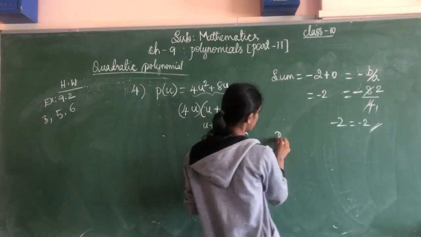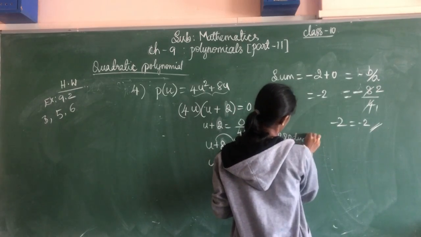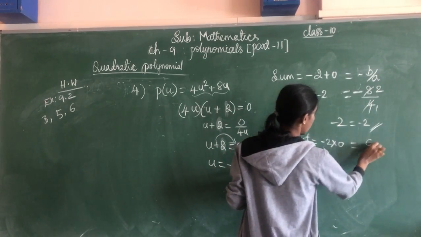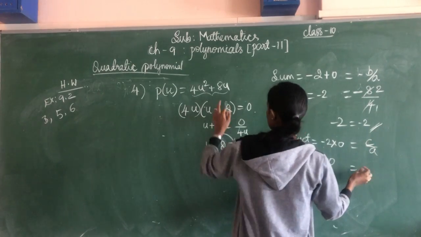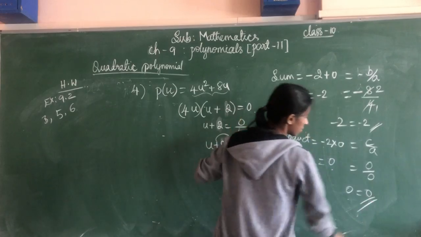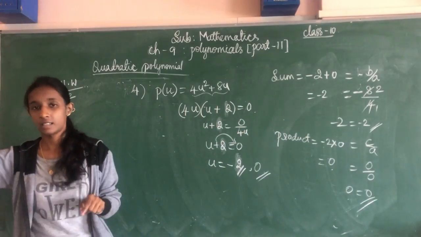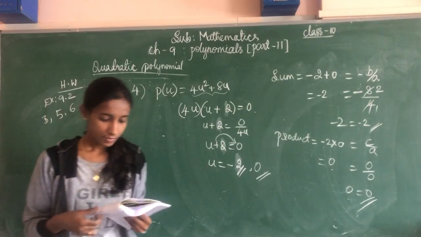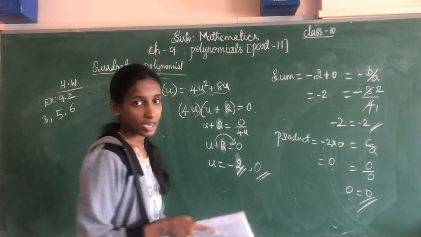And the product is minus 2 into 0, which is 0. The formula is c by a. C is 0, right? 0 by 4 is 0. So your answer is correct. Hope you have understood, children. In the same way, try to do the third, fifth and sixth problems.